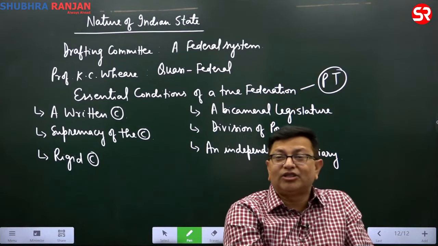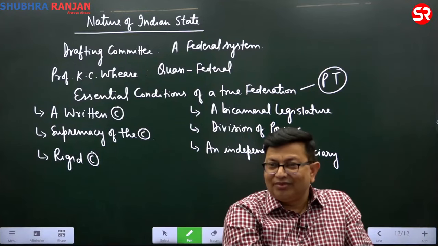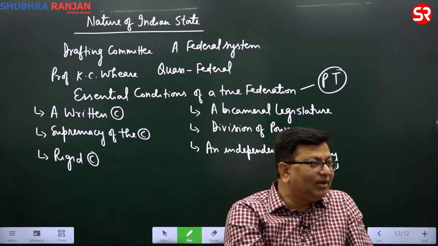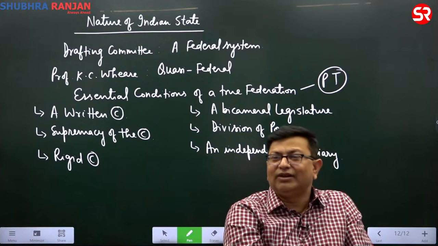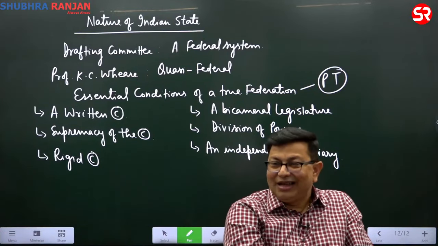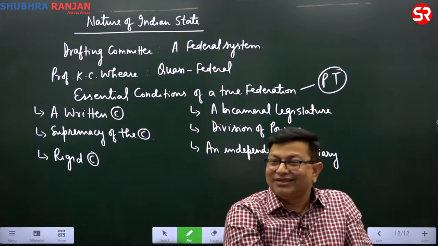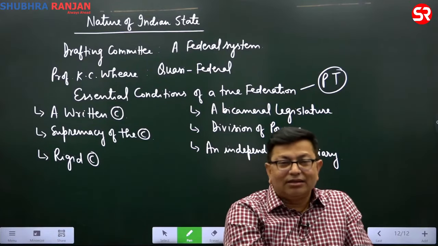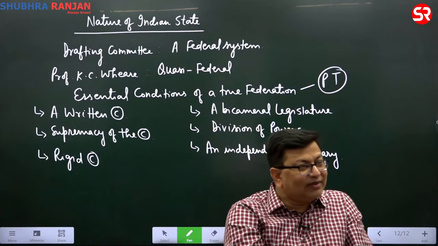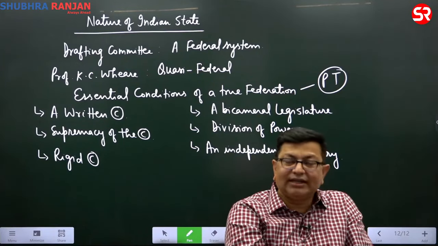Then we have the office of the governor. The governor is appointed by the central government, but he is the executive head of the state government. And then we have the officers of the All India services. How many services are there under All India services? 3. Which are they?